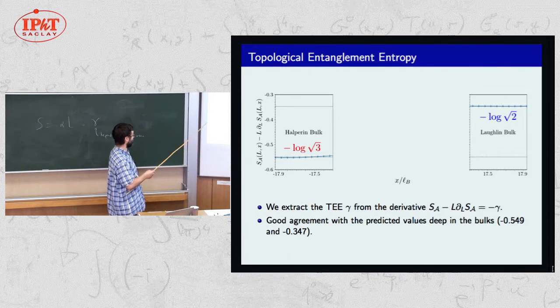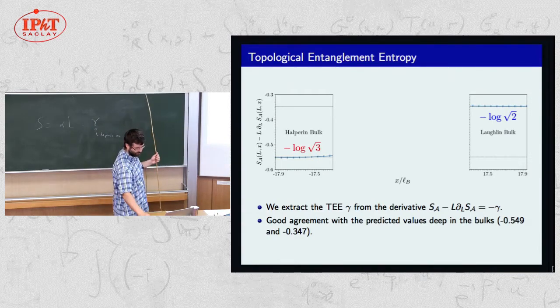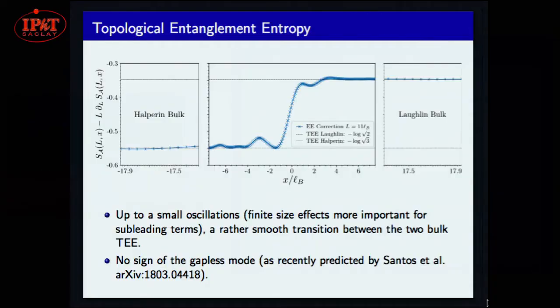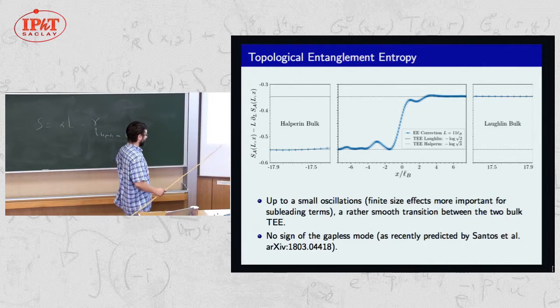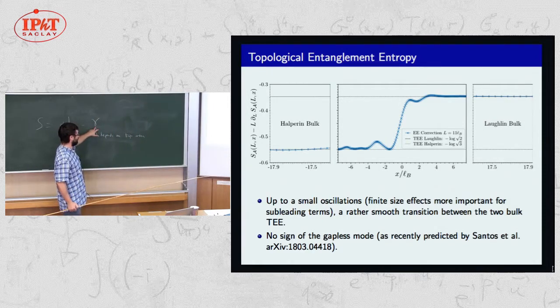If you do it for Halperin, this is a gamma you extract. There's a bit more finite size effects here, because Halperin is a bit more involved numerically, but roughly it works. It's reasonably precise. And in between, if you do the cut in between, well, it kind of interpolates. So that's gamma as a function of x, x being where you cut. Up to small oscillations, the interpretation is that the subleading terms to the entropies are more sensitive to finite size than the leading terms.